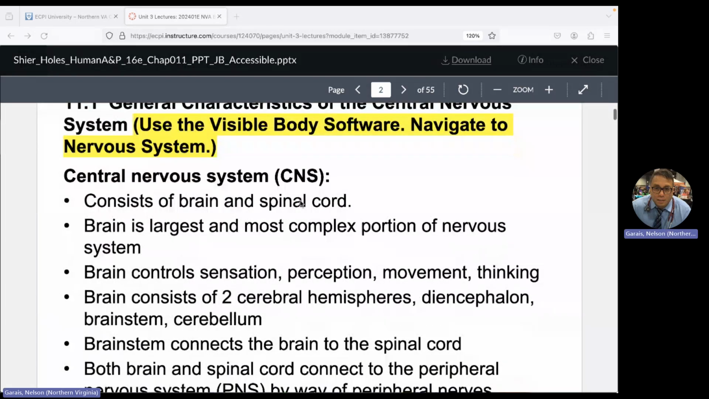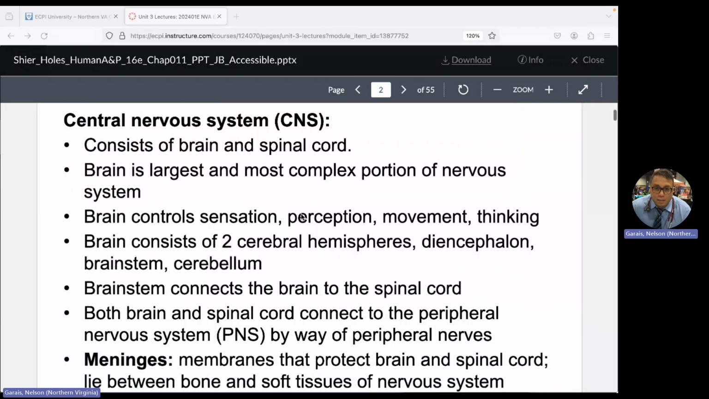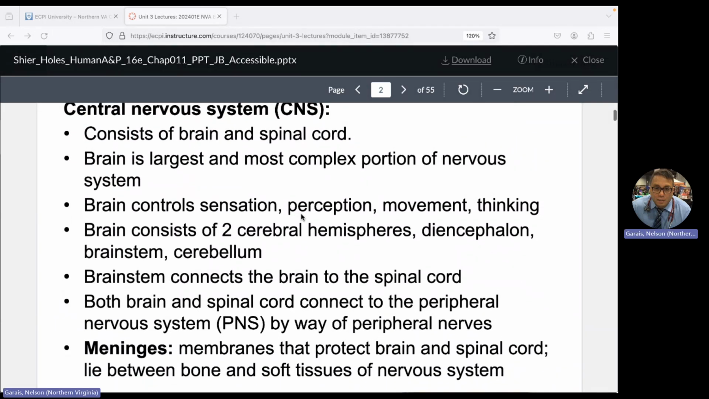So what do you need to know? Central nervous system, brain and spinal cord. Okay. Need to know that brain and spinal cord, that looks like a beautiful both A and B. Know the difference between sensation and perception.